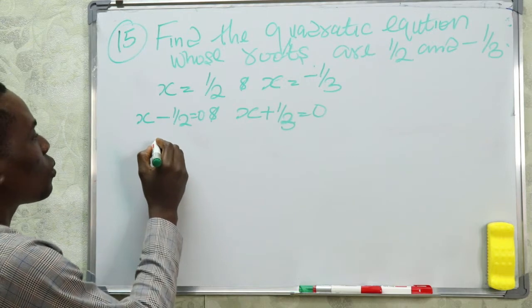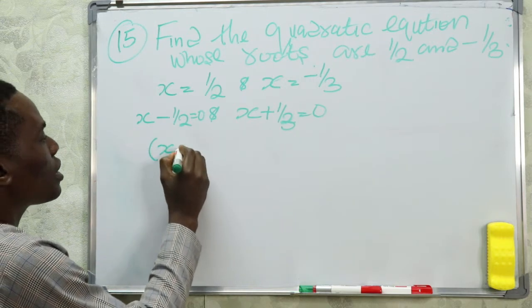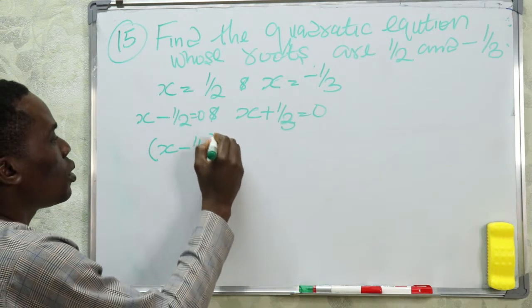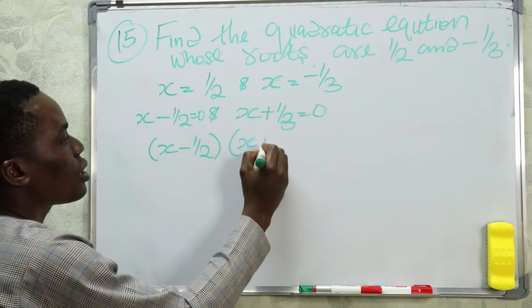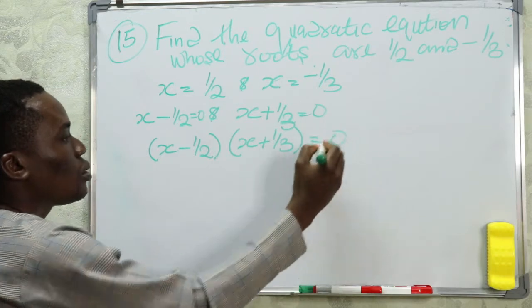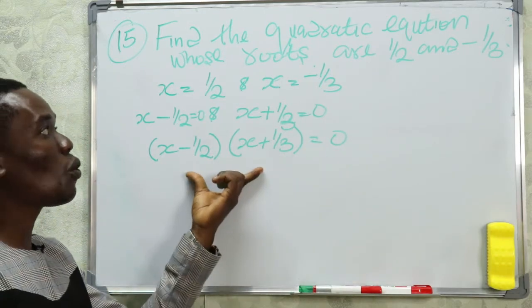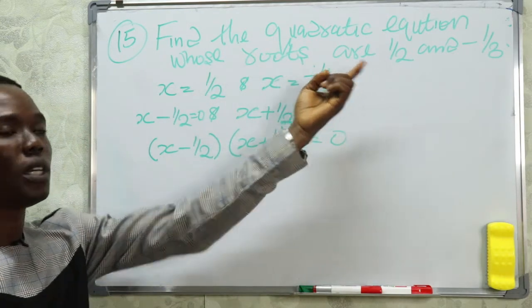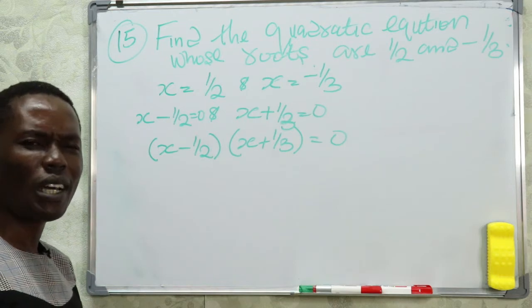This will now give us x minus 1 over 2 multiplied by x plus 1 over 3. With this equating to 0, we can get the quadratic equation that produced these two roots. I hope you get it.